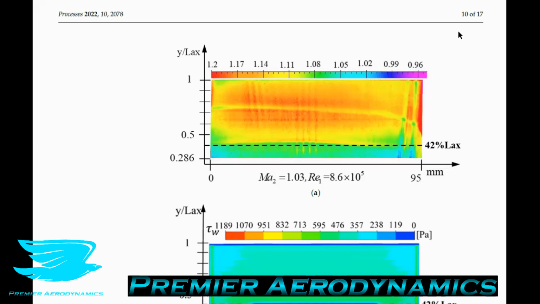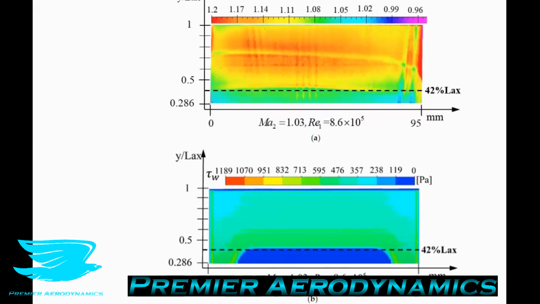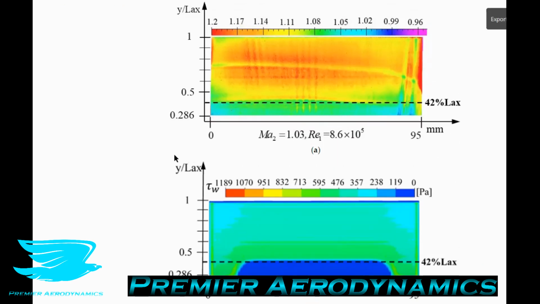So now that the CFD is validated and we have experimental data for this temperature-sensitive paint, let's compare the two. In Figure 9, we do just that. Figure 9 is a comparison of the transition location between the simulations and experiments. And the transition locations were basically the same at about 42% downstream. So let's talk about this figure quite a bit more because there is some stuff to talk about.